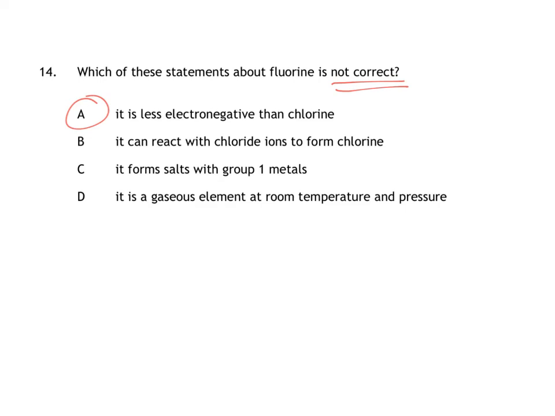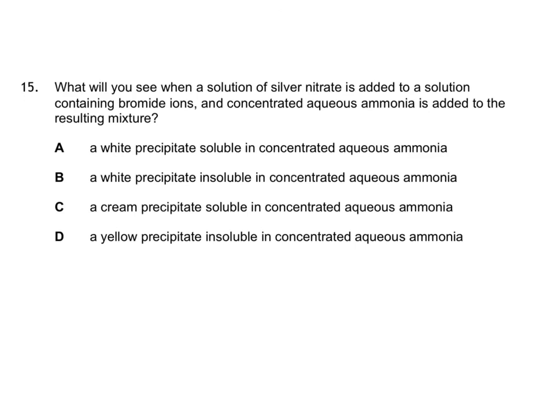Just checking on the other ones. Can react with chloride to form chlorine? Yes. That's a displacement reaction. Fluorine is more reactive, a better oxidizing agent. C, forms salts. Of course it forms salts with group 1 metals. All non-metals do. D, it is a gaseous element at room temperature and pressure. Yep, that's true. It's at the top of the group. Very low intermolecular forces.